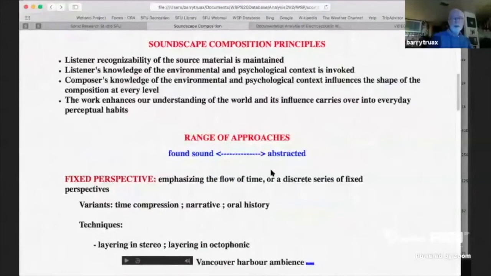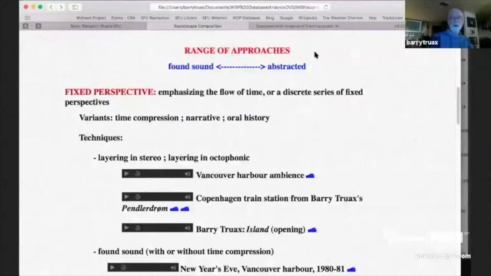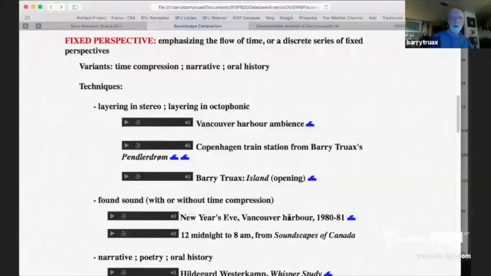I'm going to skip over these principles for the moment and just give you an overview of what I was implying about the early work and how it tended to manifest itself in terms of composition. First of all, the range of approaches from the phonographic, the found sound, and that included things like an unedited New Year's Eve recording that was listened to as if it were music, as well as a time compression version of it for a longer period.